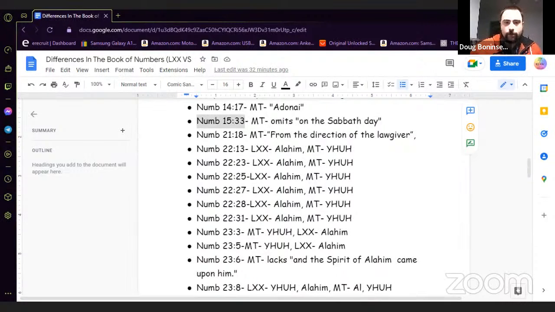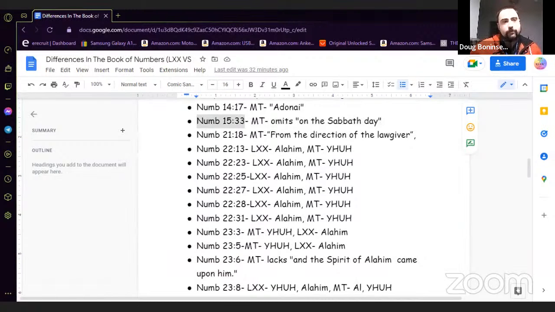Okay. So we're at Numbers 15, verse 33. And it says, and they who found him gathering sticks on the Sabbath day brought him to Moshe and Aaron and to all the congregation of the children of Israel. The Masoretic would say, and those who found him gathering sticks brought him to Moshe and Aaron and to all the congregation.